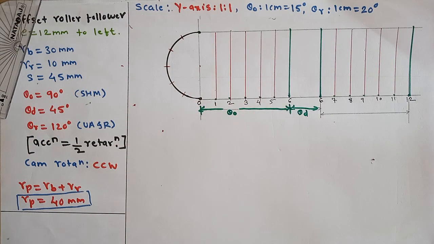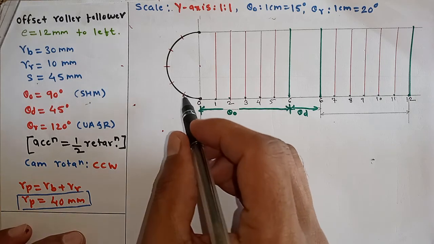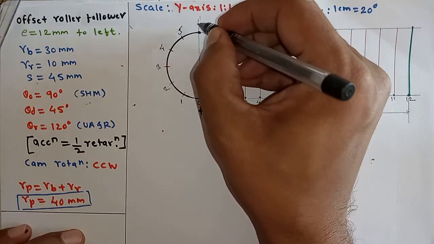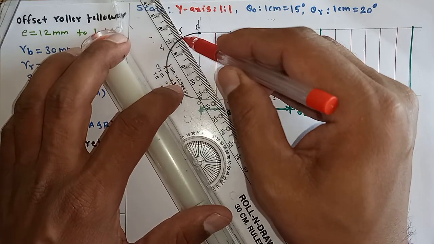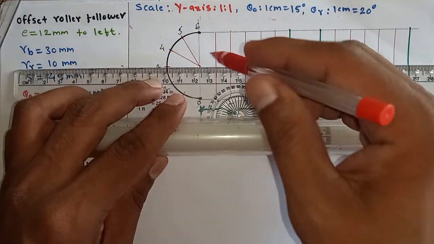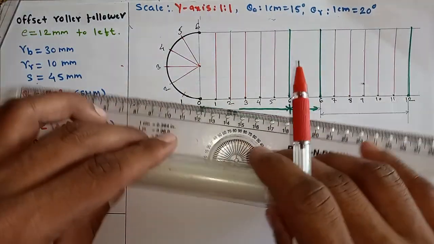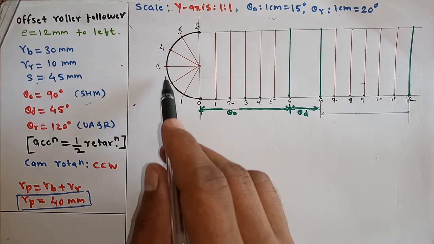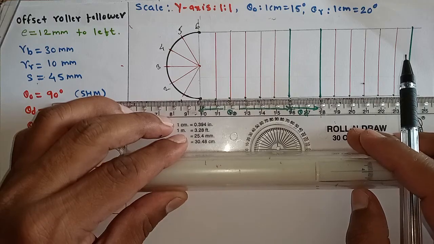Now we will number these divisions from bottom to top since the follower is rising during the outstroke with simple harmonic motion. So let us number this division as 1, 2, 3, 4, 5 and 6. Now I will join these division numbers to the center of the semi-harmonic circle using straight lines to represent the segments. Now we will project these divisions on semi-harmonic circle across these division lines of the outstroke angle by drawing lines parallel to the x-axis.